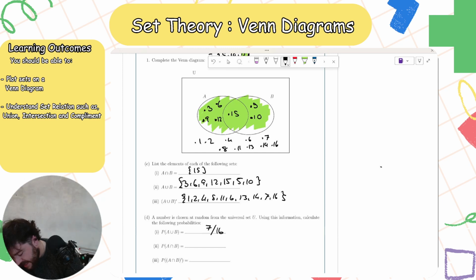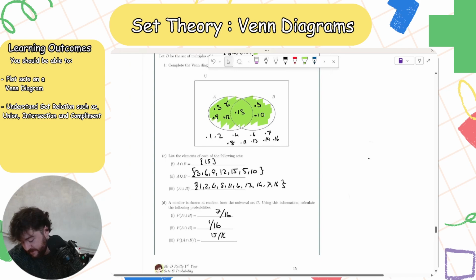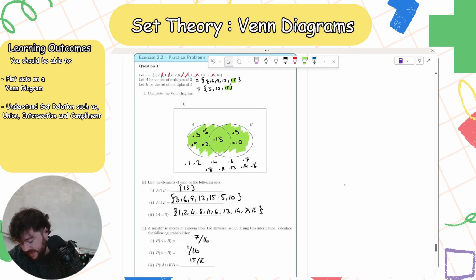A intersection B. There's only one element, so we have a 1 in 16 chance of getting that. And then the probability of A intersection B complement. So that's everything not in the intersection. So that'll be 15 over 16, because there's 16 numbers there.